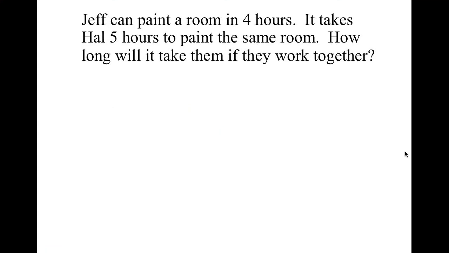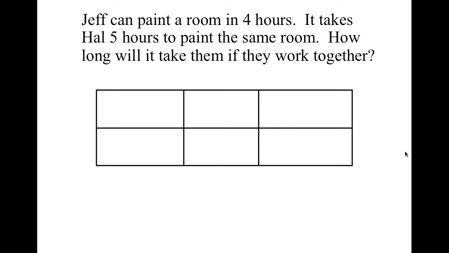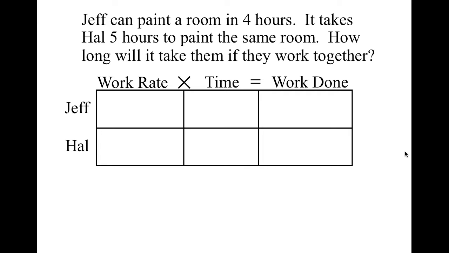All right. If you're using the other formula, well, let's move on. No, let's do it now. If you're using the other formula, you get your work rate times the time, the combined time, is equal to the work done. So for Jeff, he's painting one job. He does one job in 4 hours. Hal does one job in 5 hours. The combined time is unknown for Jeff, and the combined time is unknown for Hal.